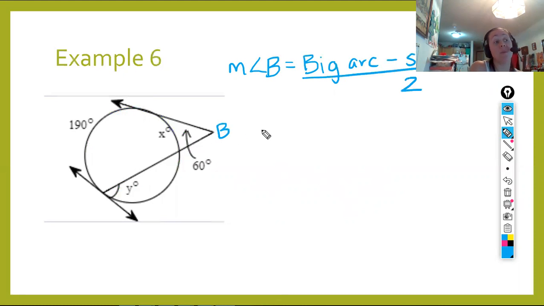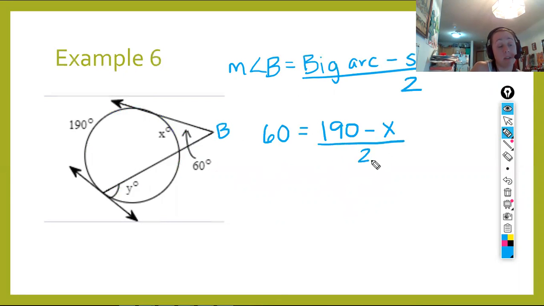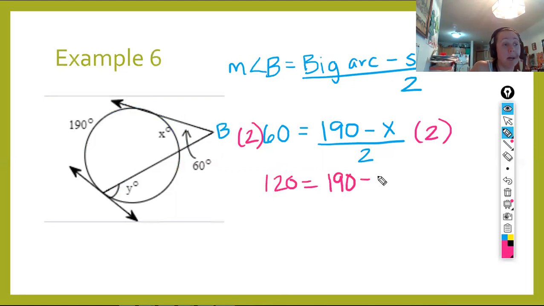So we know the measure of angle B, that's 60. The big arc is 190, and we don't know the measure of the small arc, and then divide by 2. So in order to solve that, I'm going to multiply both sides by 2. So I get 120 equals 190 minus x. Then I'm going to subtract that 190.